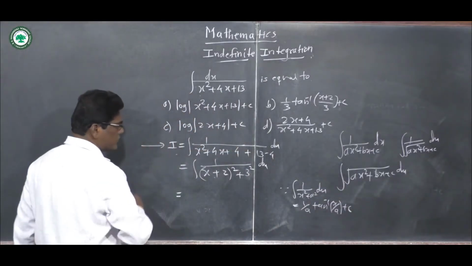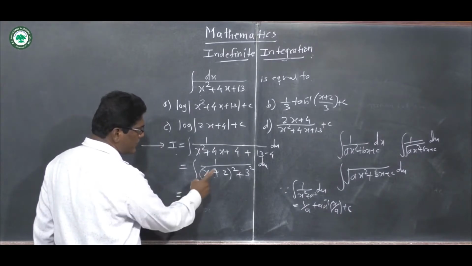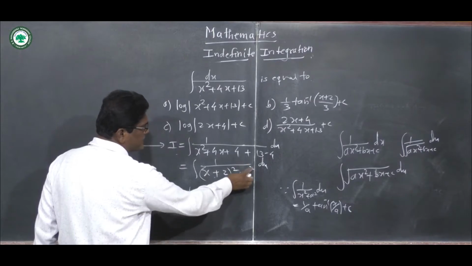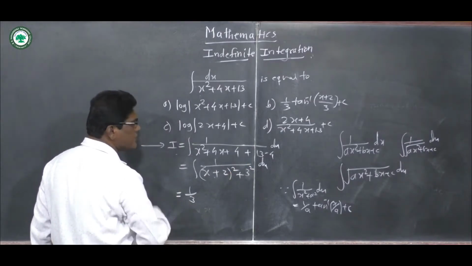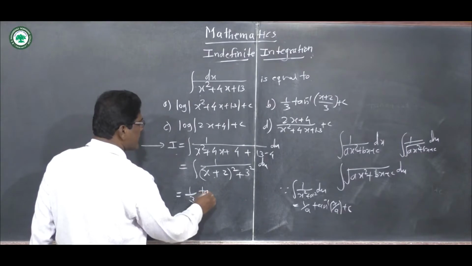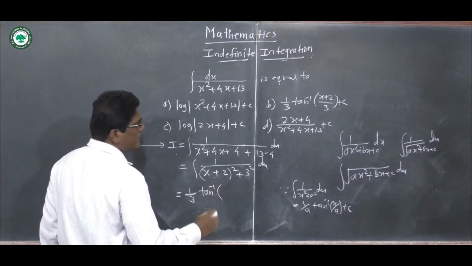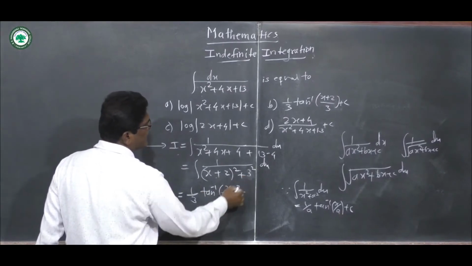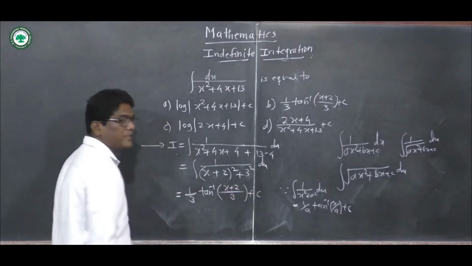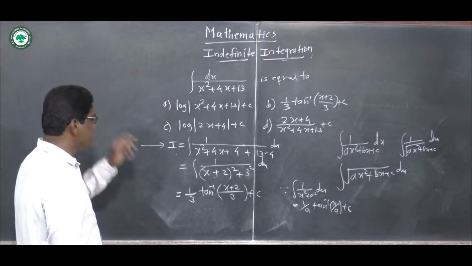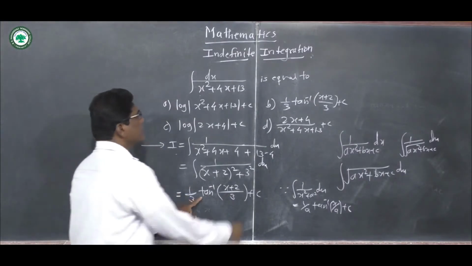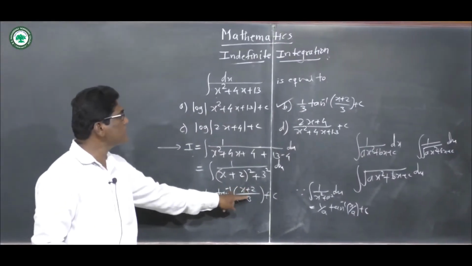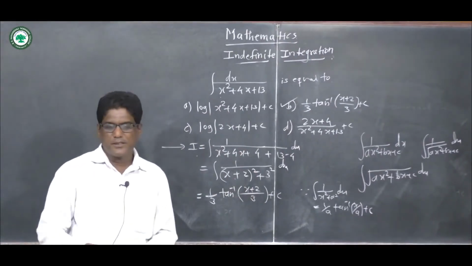So it is equal to 1 upon a. Here a square means 3 square, so a is 3. So 1 upon 3 into tan inverse of x, where x is this bracket, that is (x plus 2) upon a, which is 3, plus constant of integration. Now see which is the correct answer: 1 upon 3 into tan inverse. So here B is the correct answer, 1 upon 3 tan inverse (x plus 2) upon 3 plus constant of integration.